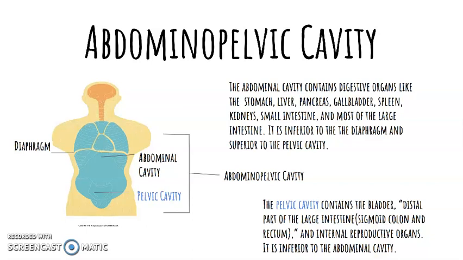And lastly, the pelvic cavity contains the bladder, the distal part of the large intestine, which is the sigmoid colon and rectum, and internal reproductive organs. It is also inferior to the abdominal cavity.